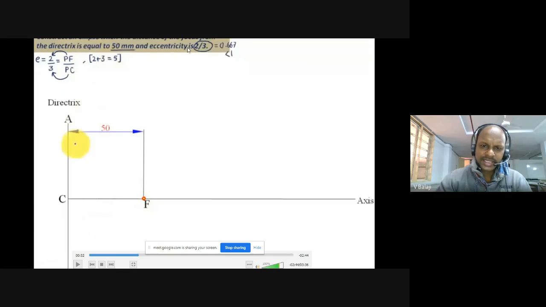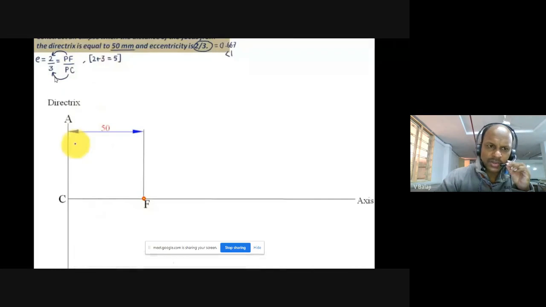Now, eccentricity is given as 2 by 3, generally less than 1. It can be 3 by 4 or 4 by 5, whatever the value may be, it will be less than 1. If it is 2 by 3, the value is 0.667, less than 1. Whenever it is given as 2 by 3, you have to add the numerator and denominator: 2 plus 3, 5. So the CF distance, 50 mm, you need to divide into 5 equal parts. I will tell you why 5 equal parts; you will understand at the end.